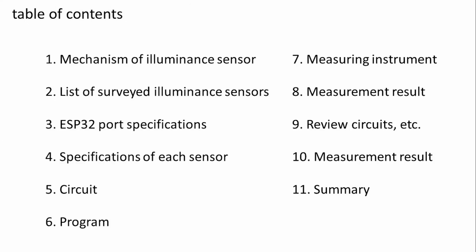Move on. Here is the table of contents for this time. First, check the mechanism of the illuminance sensor and the list of sensors. Next, check the specifications of the ESP32 and each sensor, create a circuit and program, and measure. Since it was necessary to review the measurement result once, change it and check the measurement result again. Finally, it is a summary.